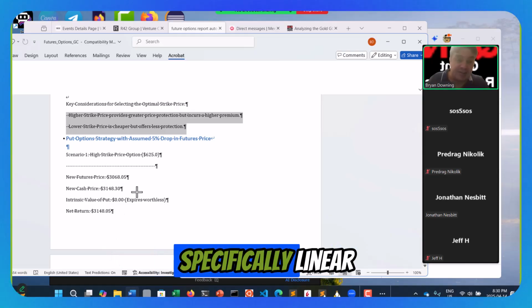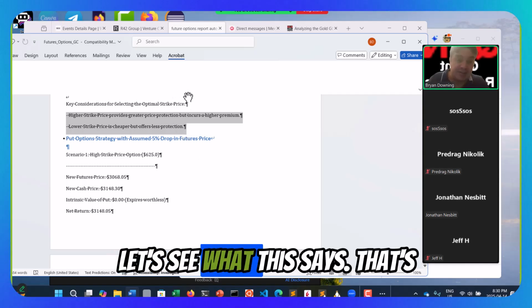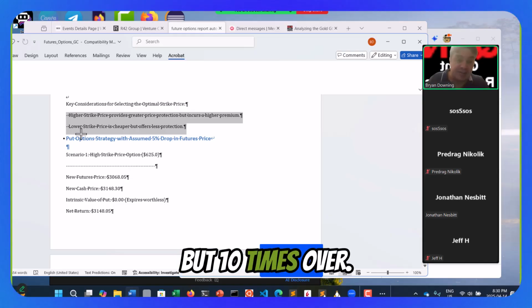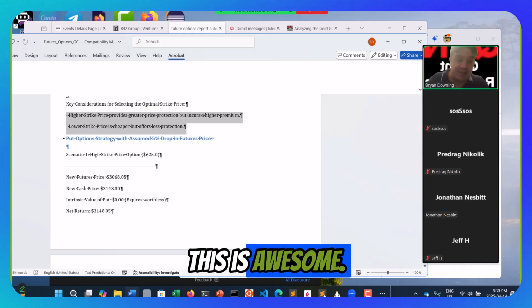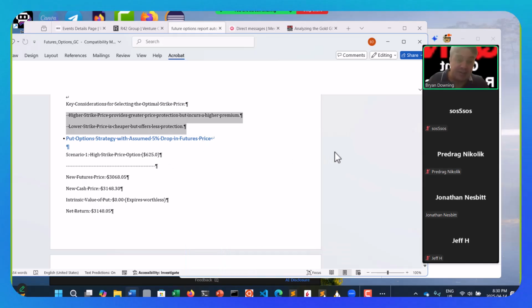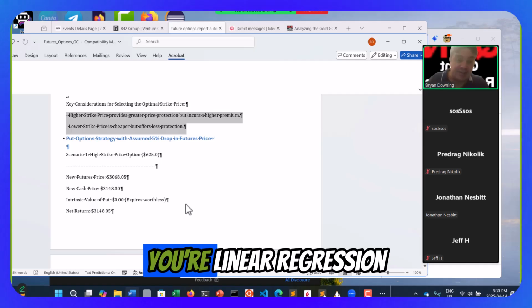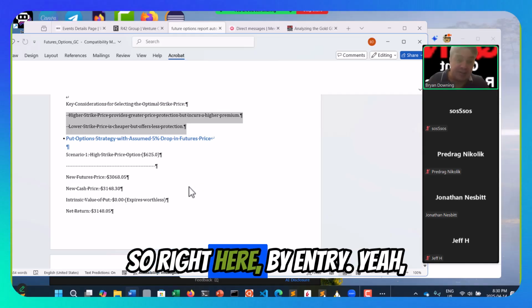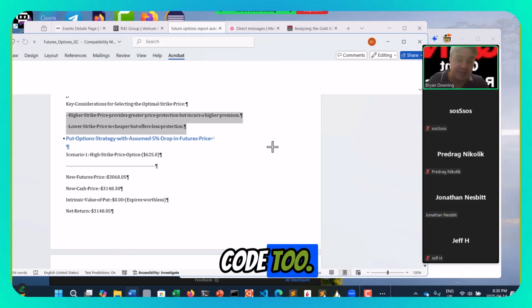Here, if I do specifically linear, okay, let's see what this says. That's what I love about TradingView, every indicator known to man. Let's see, linear. Let me think here. Linear regression channel. There we go. So right here, buy entry. And the thing is, you can look at the source code too.